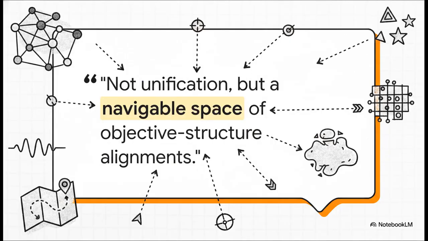So what's the ultimate takeaway from this explainer? It's exactly what the authors concluded in their paper. We really need to abandon the myth of unification. The idea that one objective handles every dataset is a complete trap when you are dealing with structurally diverse signals. Instead, we have to embrace the honest reality of a navigable space of objective structure alignments. We need to characterize our objectives, deeply understand their specific structural niches, and actually route our data accordingly.